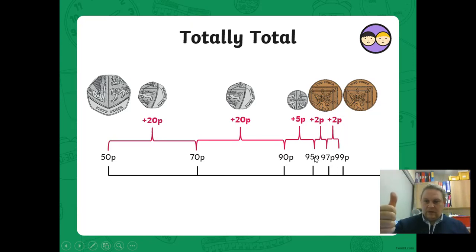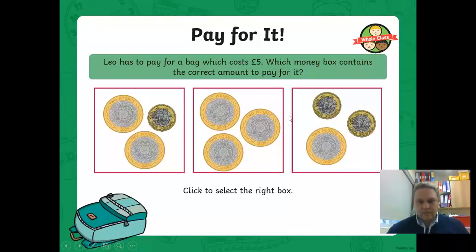95, 96, 97. So we use a 2p because we can't use another 5p. That'd be too much. 95, 96, 97, and then another 2p, 98, 99, and we've gotten to 99p now. Okay. All right. Let's have a look at these.